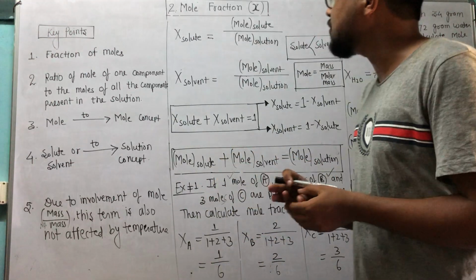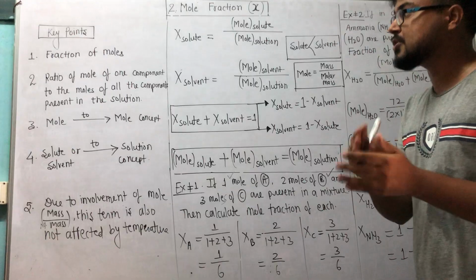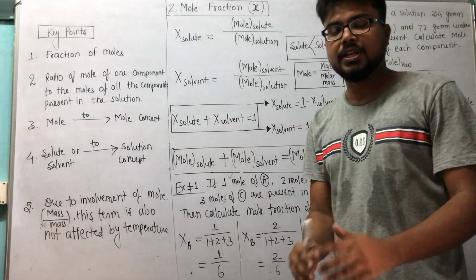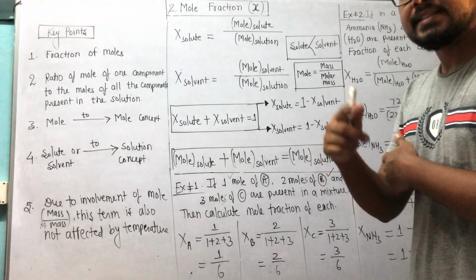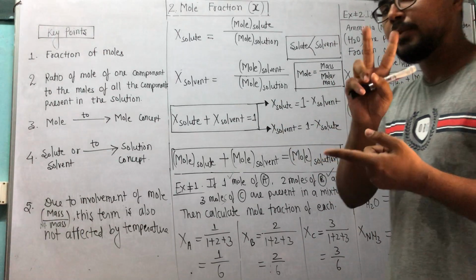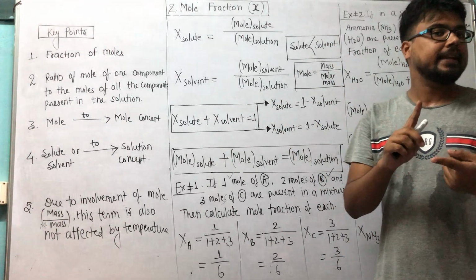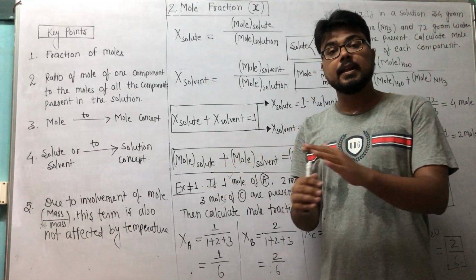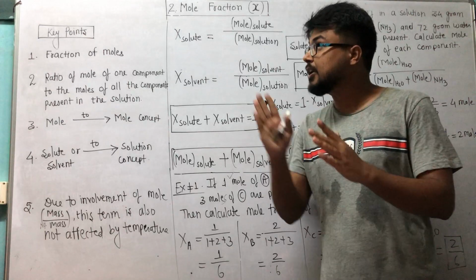So that's done about mole fraction. Mole fraction is nothing but the ratio of mole of one component divided by total mole of all the components. That's it. In our next lecture, we'll talk about the 2 remaining concentration terms. Next is molarity and molality. And in a similar manner, we will take the key points.